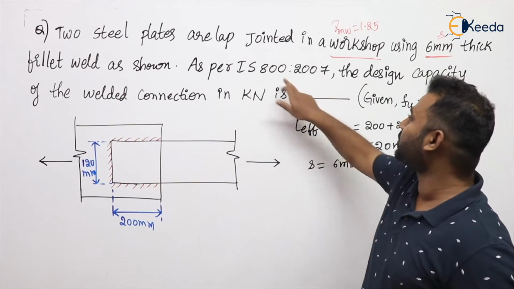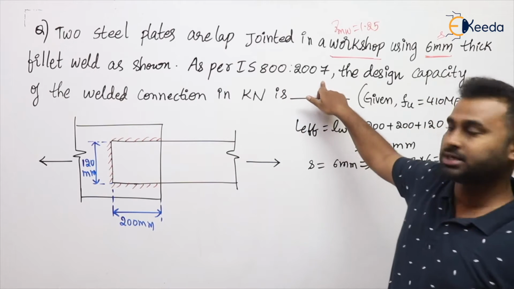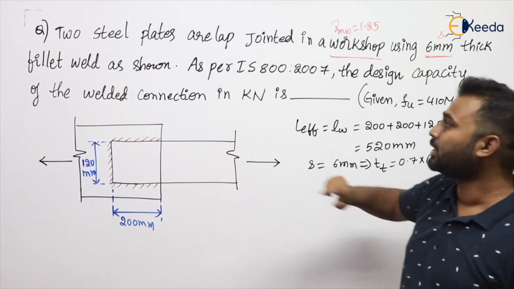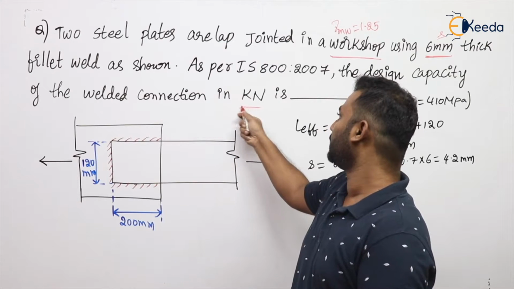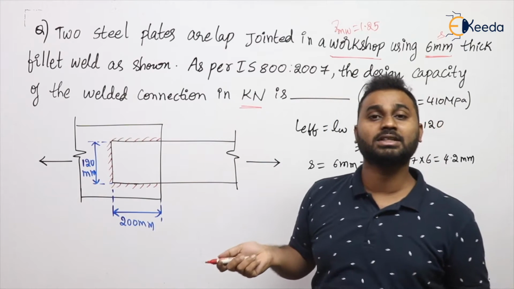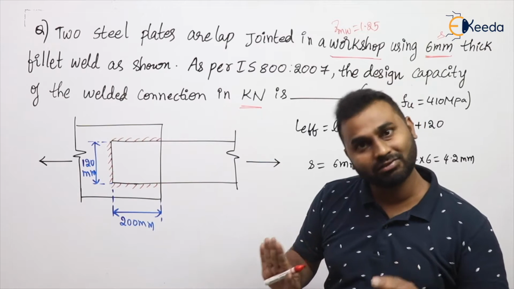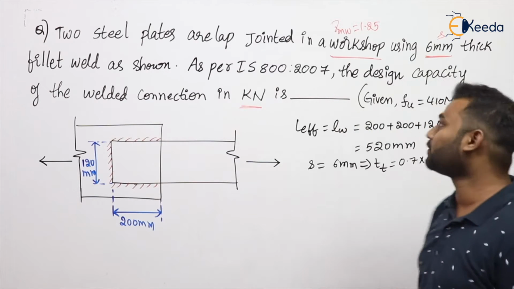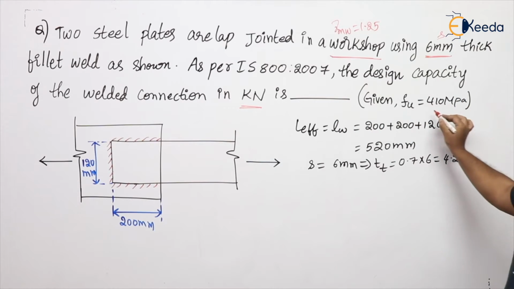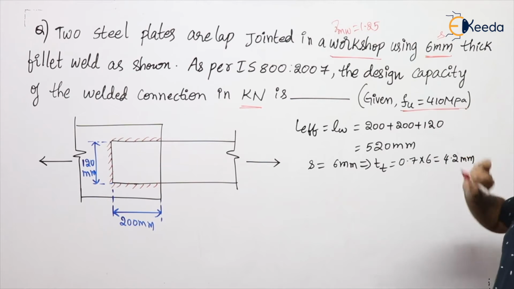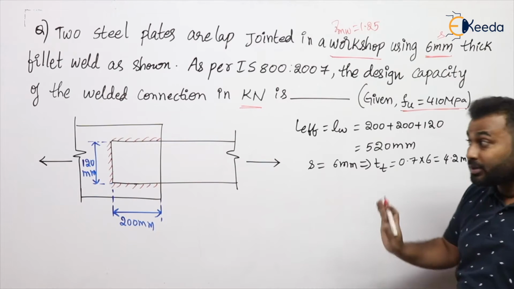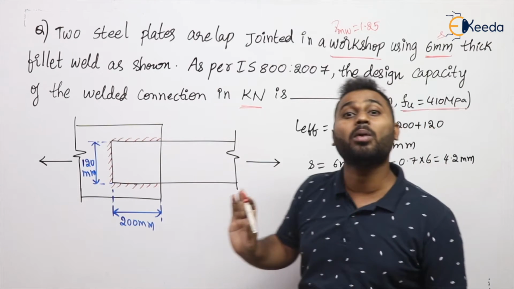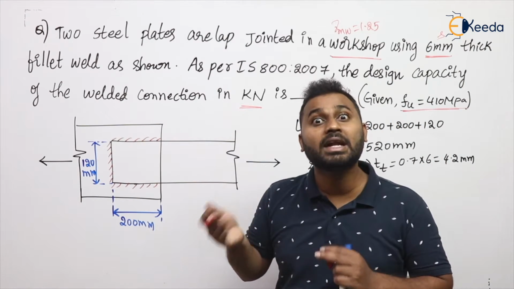As per IS 800:2007, that means limit state method. The design capacity of the welded connection in kilonewton units. Design capacity means he is asking us to find the design strength of the fillet weld in kilonewton. And for that, one more piece of information was mentioned, that is ultimate tensile strength. The ultimate strength of the weld is 410 MPa.